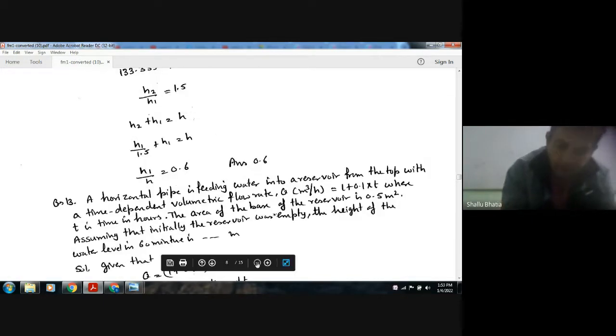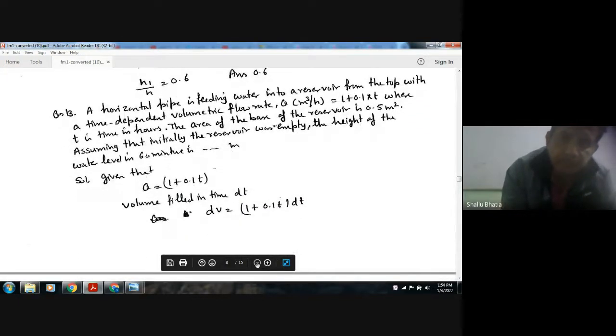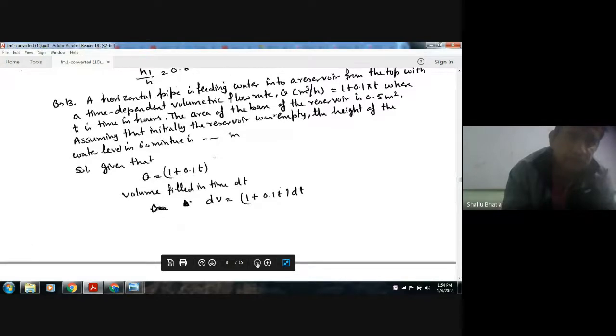Next. A horizontal pipe is feeding water into a reservoir from the top with a time dependent volumetric flow Q meter cube per hour equal to 1 plus 0.1 T, where T is time in hours. The area of the base of the reservoir is 0.5 meters square. Assuming that initially the reservoir was empty, the height of the water level after 60 minutes is dash meter.